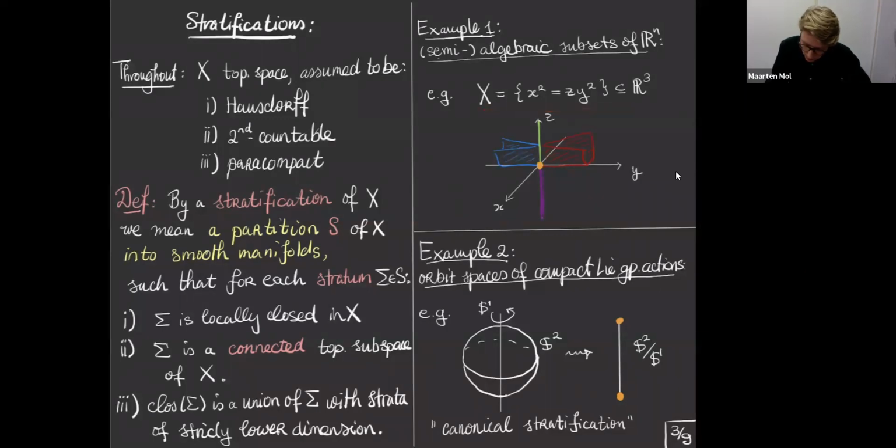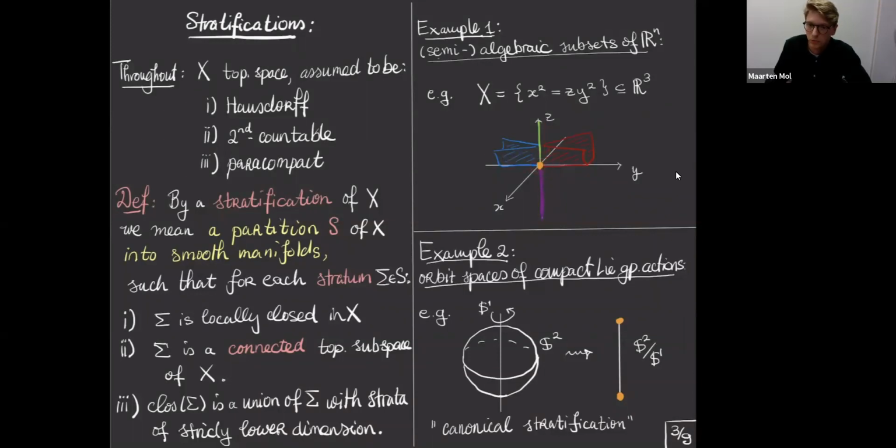So this is well drawn in this picture here, and we can stratify this. It looks a bit like an umbrella. It's called the Whitney umbrella, and we can stratify this in the following way. It has two two-dimensional strata, two one-dimensional strata, and one zero-dimensional stratum, namely the origin.